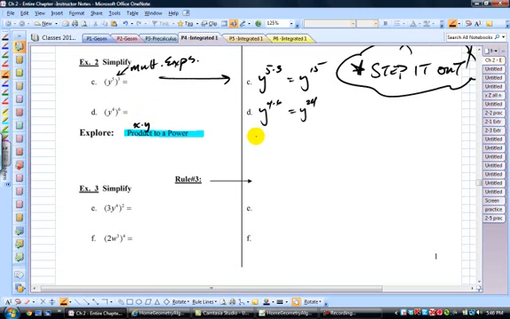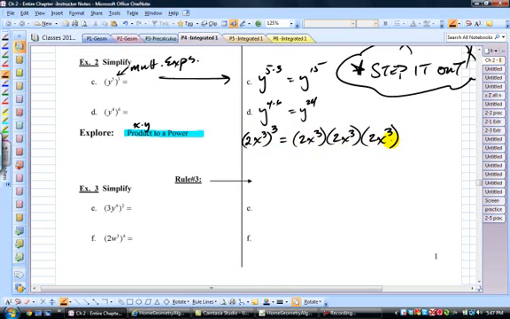So let's say let's take 2x cubed, and let's raise it to the third power and see what happens. Okay, so what we're going to do is we're going to cube this thing, and when you cube something, you multiply it by itself 3 times. So we're going to take 2x cubed, multiply it by itself 3 times. That's what cubing means.